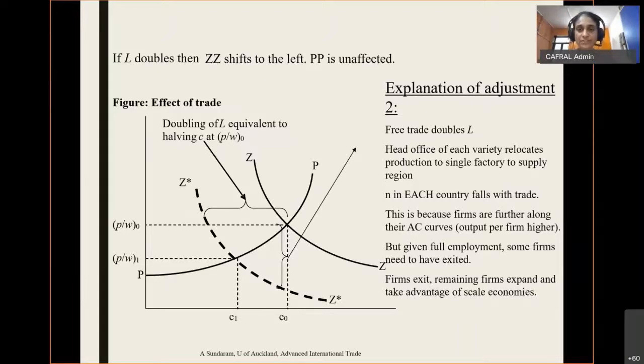With international trade, India and Germany put together have more varieties, because not only are you getting the Indian varieties, you're also getting the German varieties. However, because the Indian firms are now bigger than before, they are exploiting their scale economies, they have larger output that they're producing, they are going down their average cost curves, that means that there are now fewer Indian firms and fewer German firms than before. In other words, with international trade, you have had exit of a few firms. Okay.